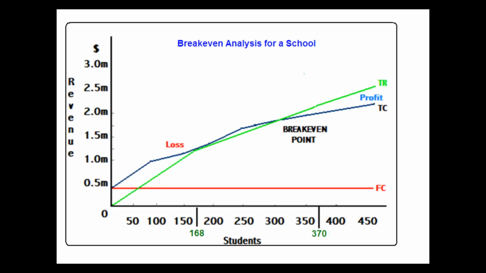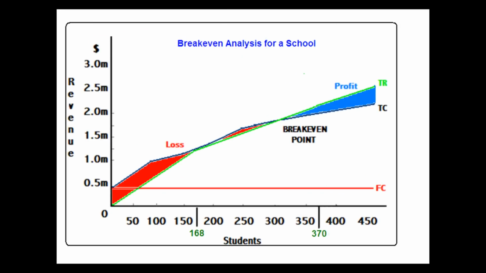Here we determine the requirement is 168 students to make this thing work. But we aren't in the business to just break even. Not-for-profit or for-profit requires a sustained margin, profit, and that requires about 370 students in attendance. This analysis happened to match the actual operation. However, you should question the assumptions in any such presentation.